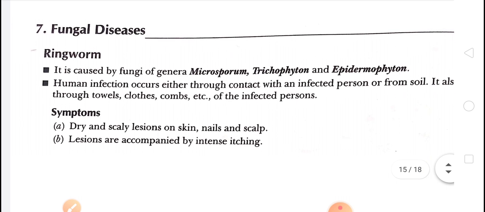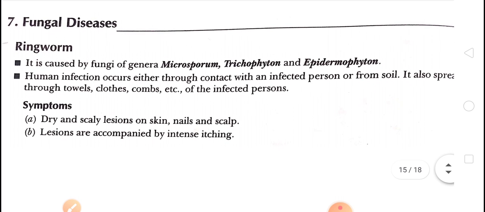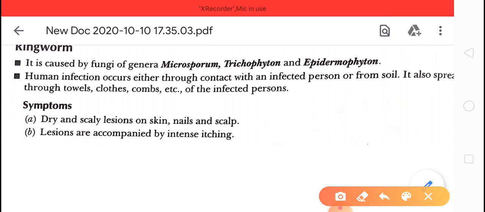Next, the fungal disease, that is ringworm. Ringworm is caused by the fungi Microsporum, Trichophyton and Epidermophyton.